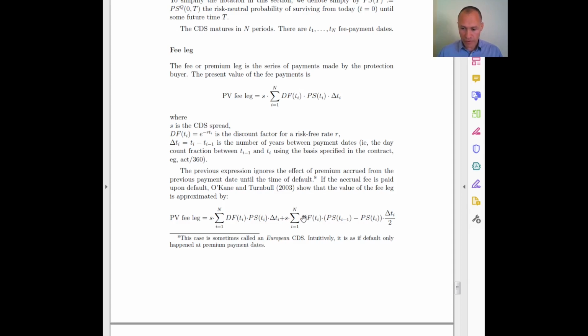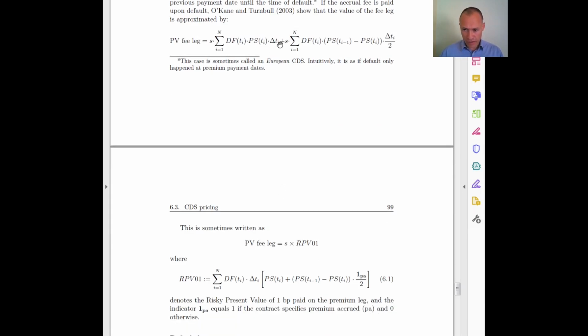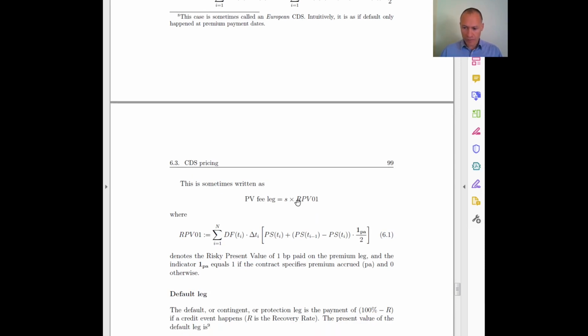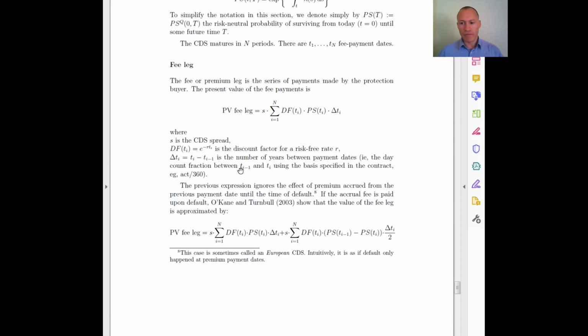So if the contract specifies accrued premium, not interest premium, then you need to add this term here to the present value of the fee leg. Okay, this whole thing, if you put the S, which is constant, in front, you can call the whole thing that is left RPV01, which stands for the risky present value of a 1 basis point. This can be written in this more compact way, which you see here in this line, where what you put here, this 1, is an indicator. So this is either 1 or 0. It will be 1 if the contract specifies accrued premium. If that is the case, this term is on. If the contract does not specify the accrued premium, this is 0, so this part disappears and you are left with just this simple version that you have here.